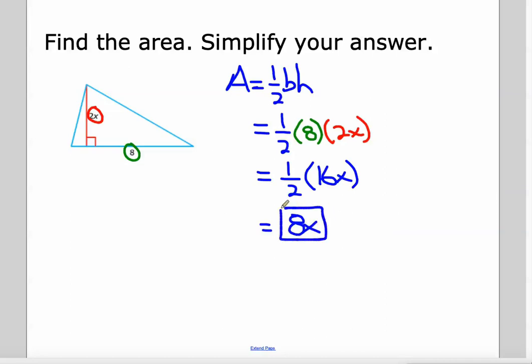So it doesn't matter what order we multiplied in. I could have done 1/2 of 8 is 4, and then 4 times 2x would be 8x. Or I could do 1/2 of 2x is 1x, and 1x times 8 is 8x. No matter what order we multiplied in, we were going to get 8x. One more.